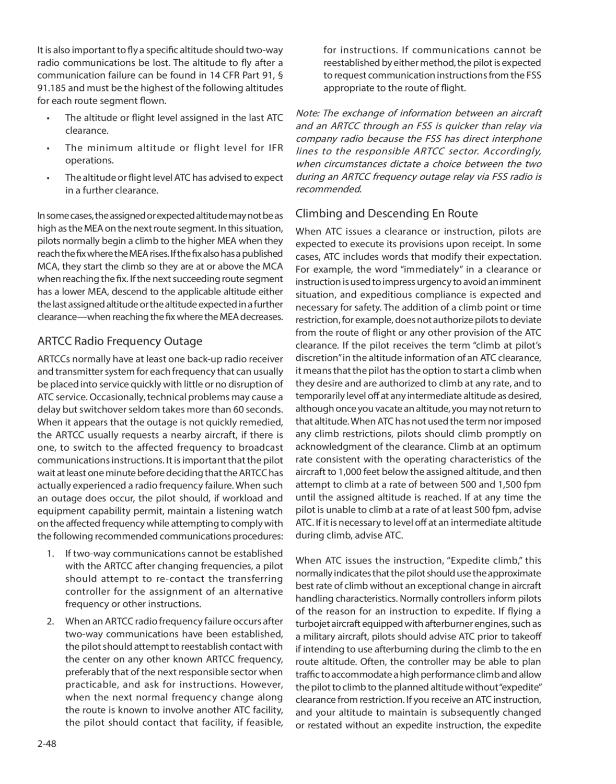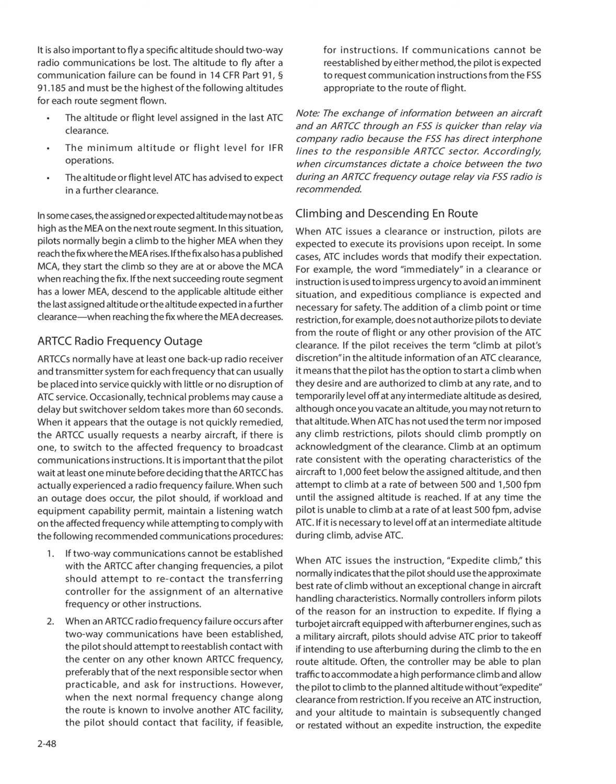When ATC has not used the term nor imposed any climb restrictions, pilots should climb promptly on acknowledgement of the clearance. Climb at an optimum rate consistent with the operating characteristics of the aircraft to 1,000 feet below the assigned altitude, and then attempt to climb at a rate of between 500 and 1,500 fpm until the assigned altitude is reached. If at any time the pilot is unable to climb at a rate of at least 500 fpm, advise ATC. If it is necessary to level off at an intermediate altitude during climb, advise ATC.